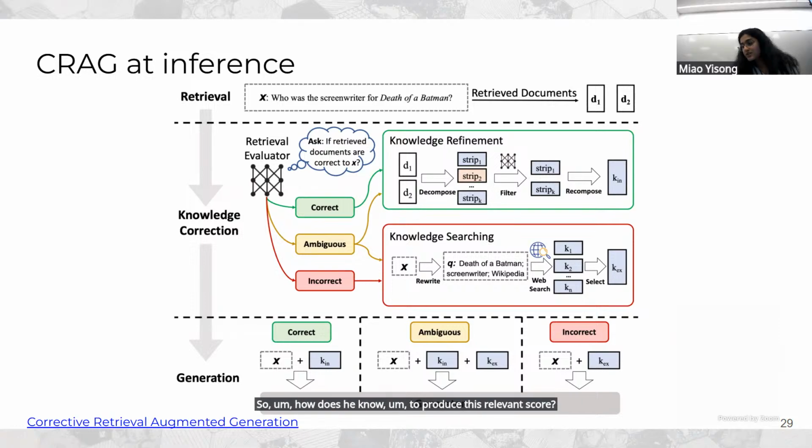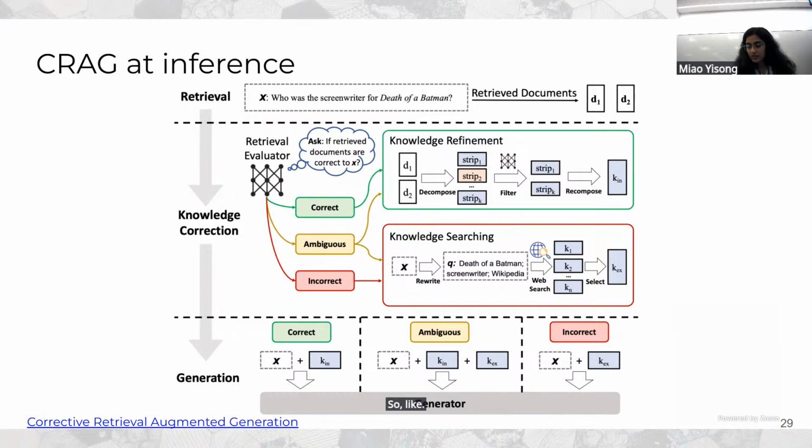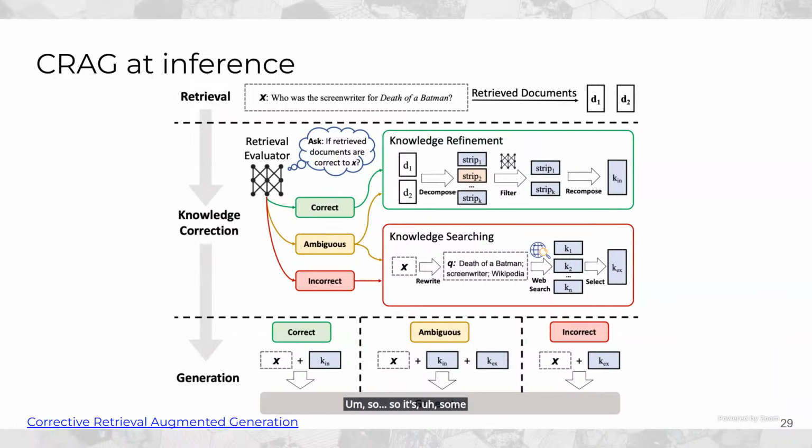I think it's mostly a similarity score matching between the query and the retrieved document. If that is higher than a certain threshold, which I think we have to define, then it could be classified as a correct document. So it's some form of cosine similarity based on embeddings. Some form, yes.